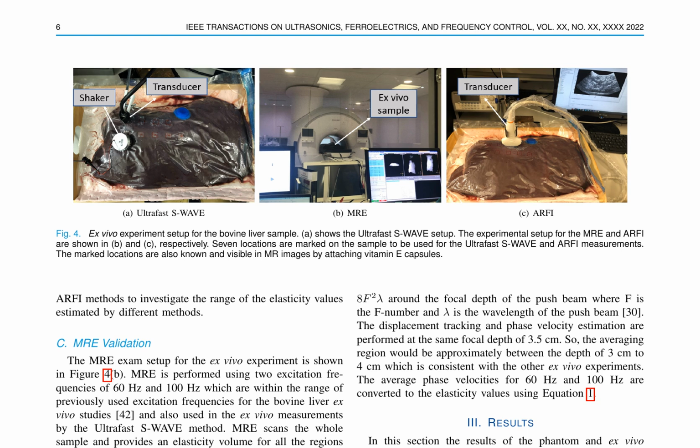The experimental setup for the study on estimating tissue elasticity using ultrafast SWAVE involves both phantom and ex vivo studies, aiming to validate the proposed technique's accuracy and reliability. The ultrafast SWAVE setup utilizes a 5 MHz linear array transducer connected to an ultrafast ultrasound scanner, scanning the entire liver sample and providing elasticity volumes for all regions.